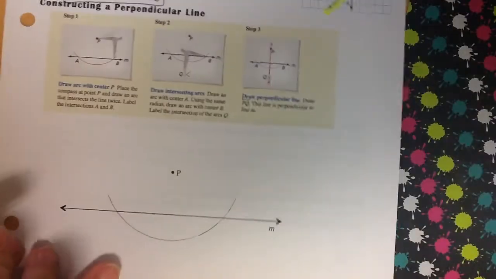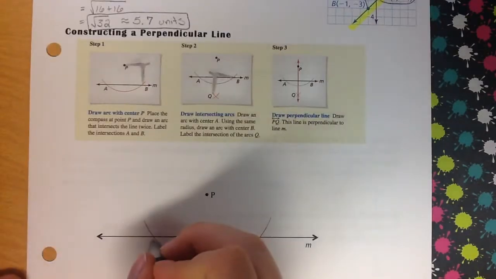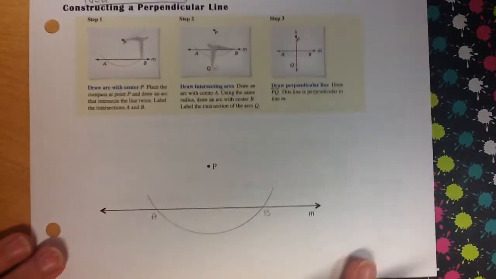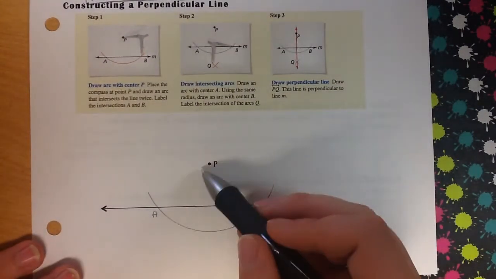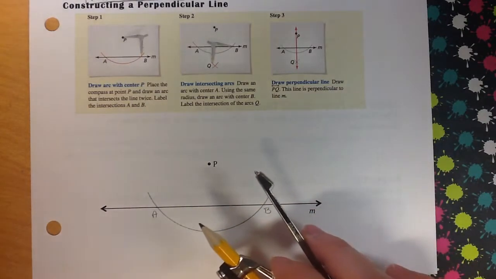So now this intersects my line at 2 points. So these 2 points, let's label them. This one point A, this one point B. So now those 2 points are the same distance from P. They're this far from P if I haven't moved my compass yet.